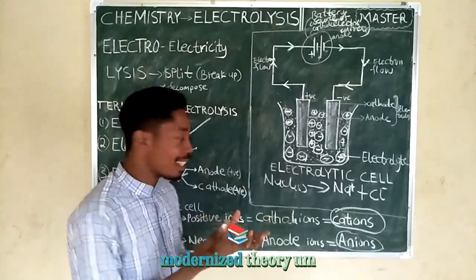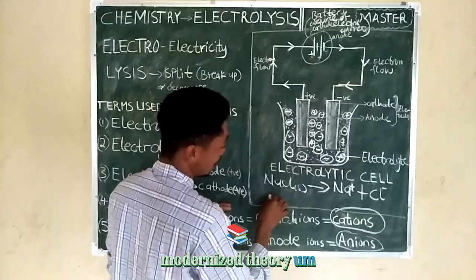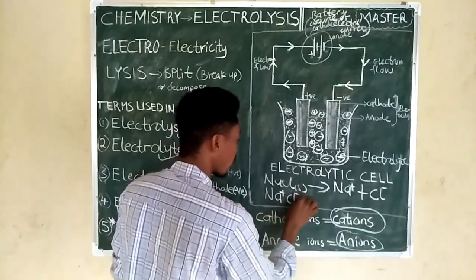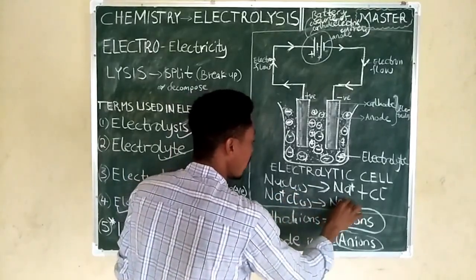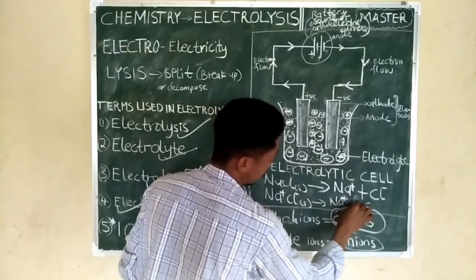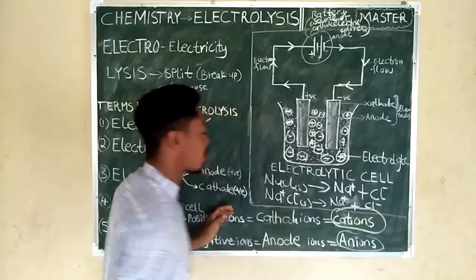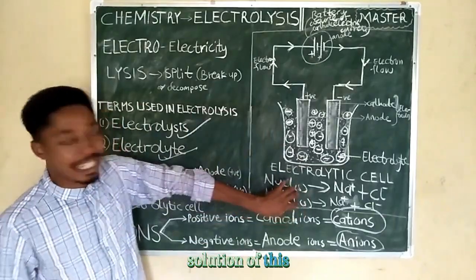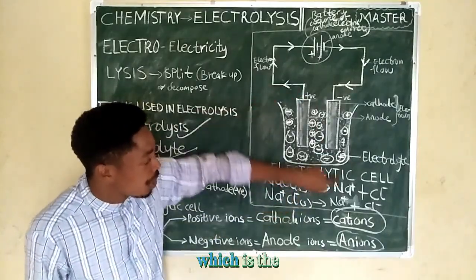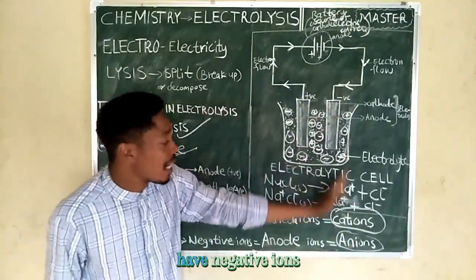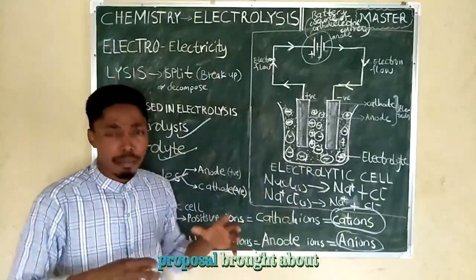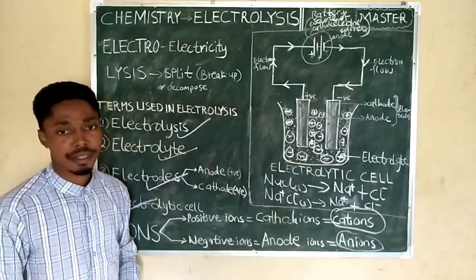A modernized representation is something like this: Na plus and Cl minus. So for a solution of this type of electrolyte, we have positive ions, which are the sodium ions, for instance, and we also have negative ions, which are the chloride ions. This was the proposal brought about by Arrhenius.